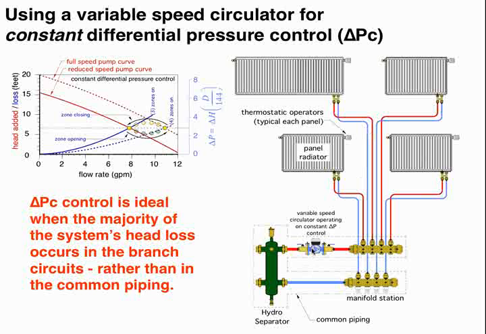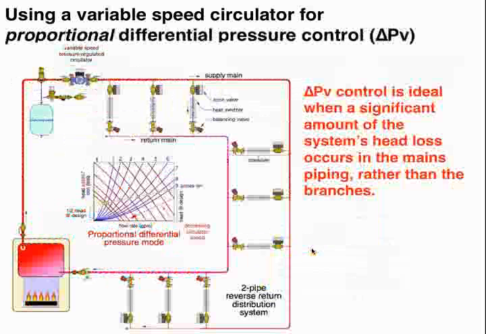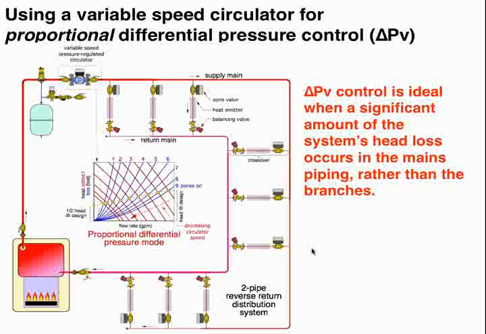So set that pump up in constant differential pressure control mode, and you've got cruise control all set up for your system. The other mode is called proportional differential pressure control. I don't have a lot of time to get into it, so I'll just say use this when you're dealing with a piping system that looks like this. This is a 2-pipe reverse return distribution system.